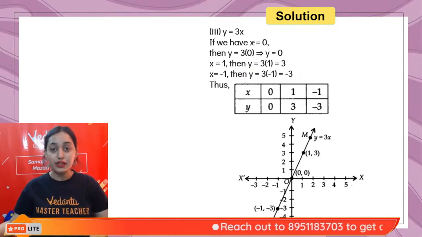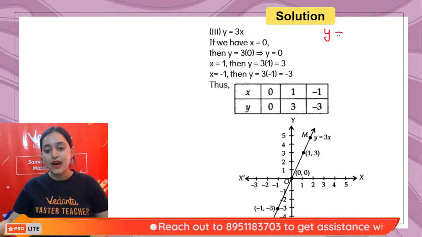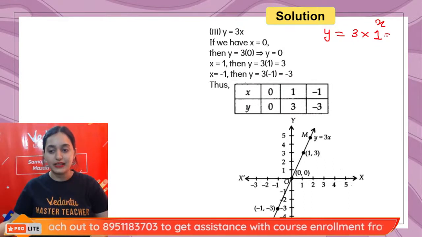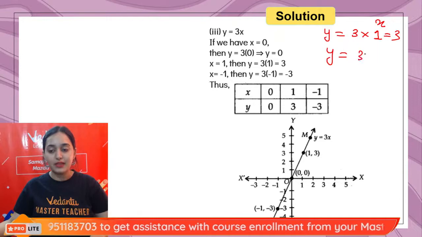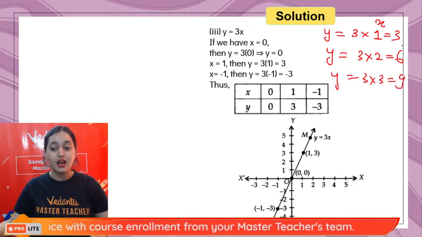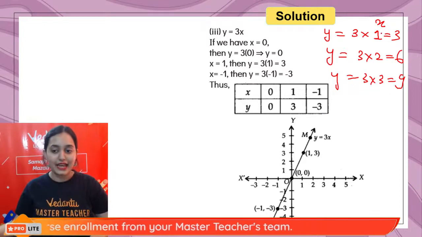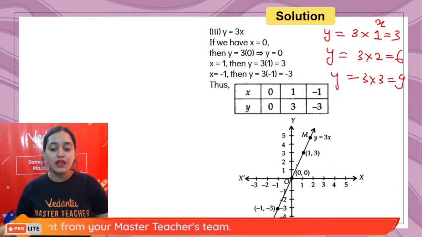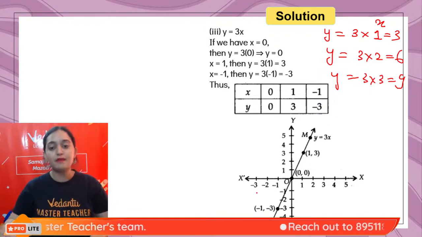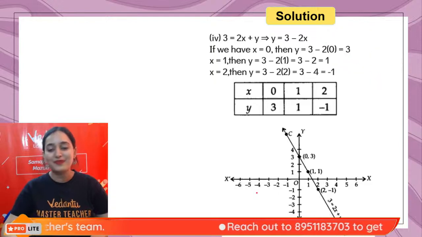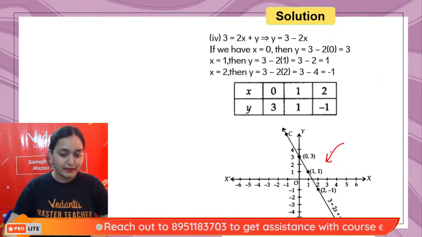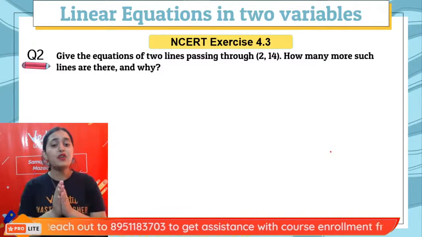Similarly, y is equal to 3x. Very simple. y will be 3 into 1 when x is 1. That is 3. Similarly, y will be 3 into 2, 6. y will be 3 into 3, 9. For the corresponding values of x. x is 1, 2, 3 and so on. Now we are putting the points on the coordinate system, joining them to form the graph. Similarly, for this equation also, we will do just like that. Simple.